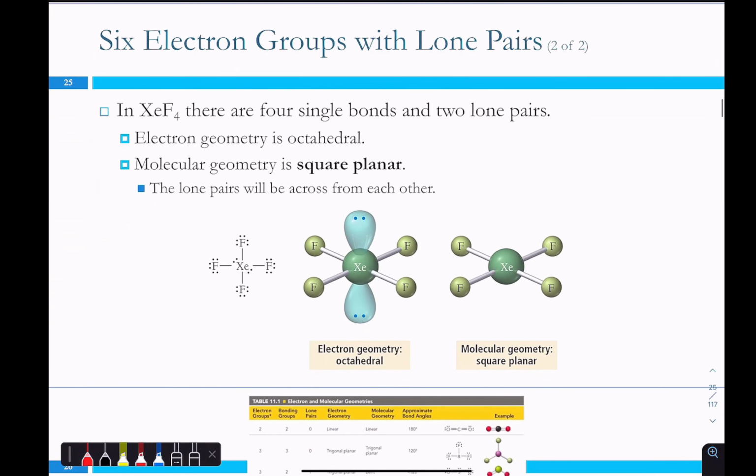And then if we go to this one, here's another exception to that polarity rule. And again, we've got electron groups, lone pairs. We've got lone pairs that are directly opposite each other.